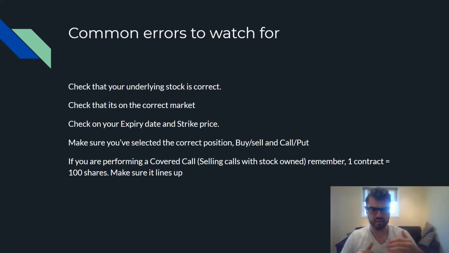It's not just selling something and buying something. You can buy to open something. You can naked buy something when you don't have the underlying option. So you want to make sure that you have the correct position and the correct type, whether it's a call or a put.